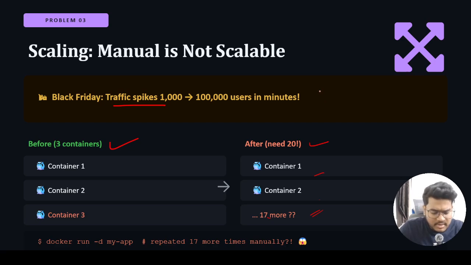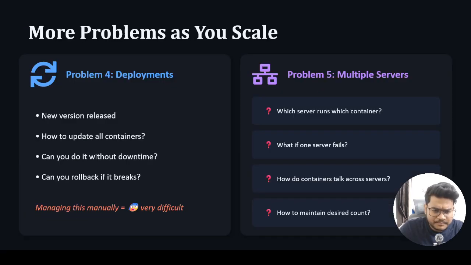The next one is more problems as you scale. The problem with deployments: if a new version is released, how can we update all the containers? Can you do it without downtime? No, we can't. And if any issue comes, can we roll back? That is also a very difficult task here, right?